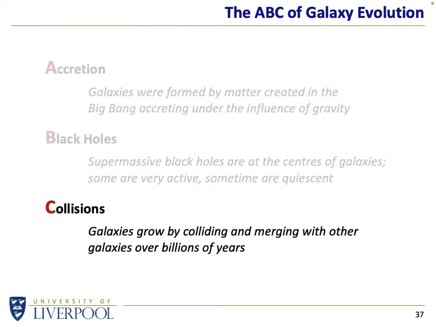The third element of the ABC is galaxy collisions. We know galaxies form in the first place by accretion, by gravity simply pulling matter together. But the evolution of galaxies is dominated by the fact that galaxies are cannibals. They eat each other, they interact with each other. Stars in a galaxy are relatively far apart, but galaxies in the sky are relatively close together. Andromeda Galaxy is not that far away from our own galaxy, for instance.